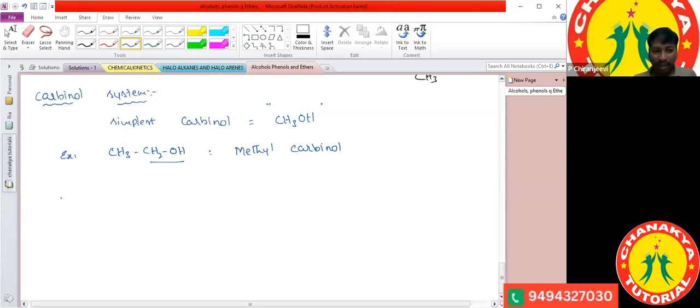And one more example. If I write it like this, CH3 taken twice, CH-OH. What is the name of the compound, Ritu? Ritu, what is the name of the compound?